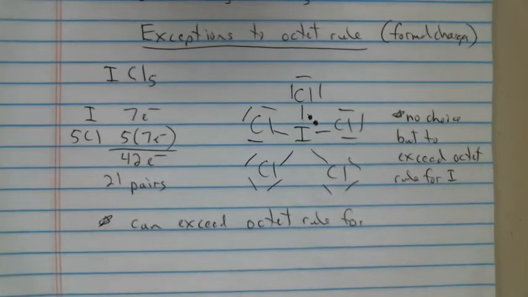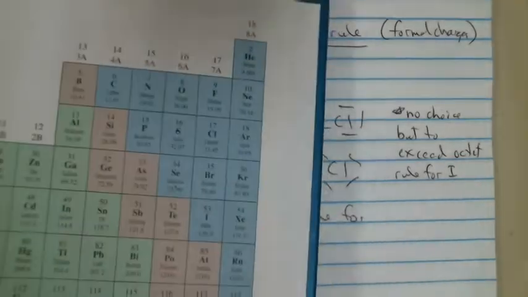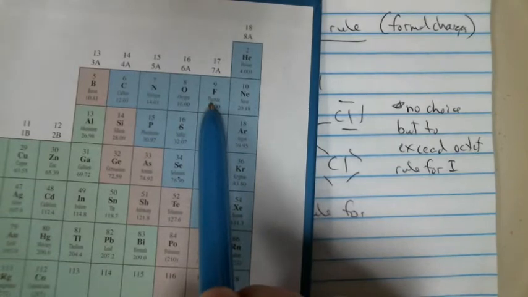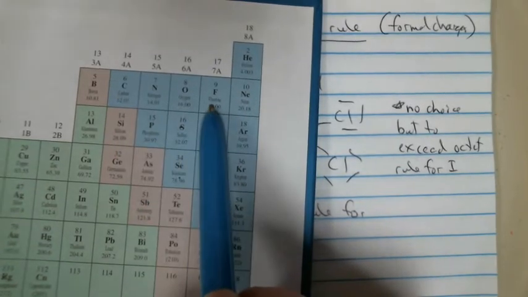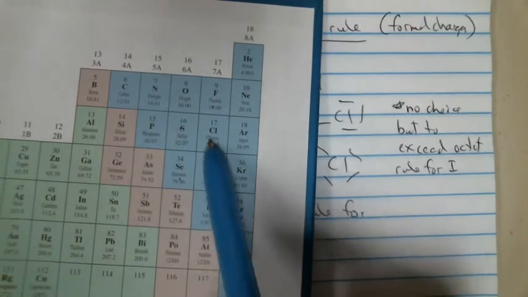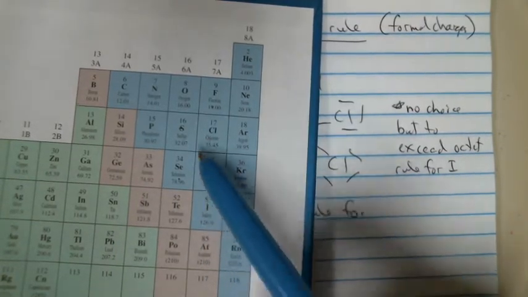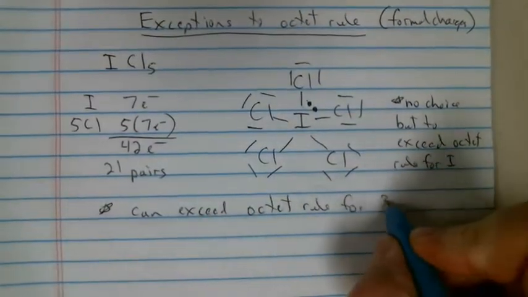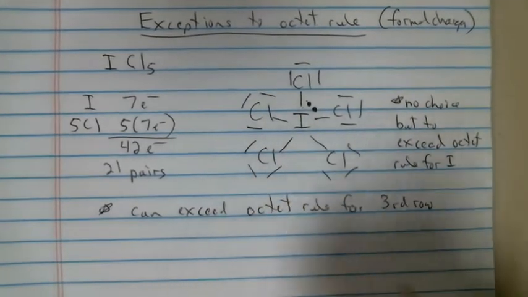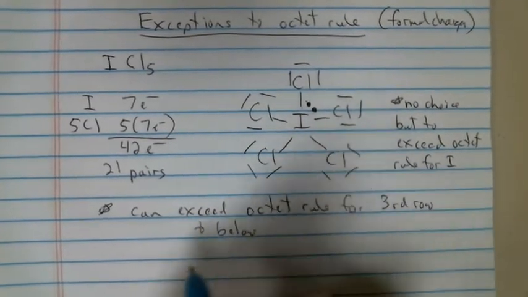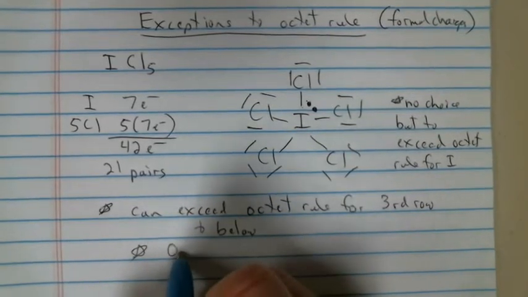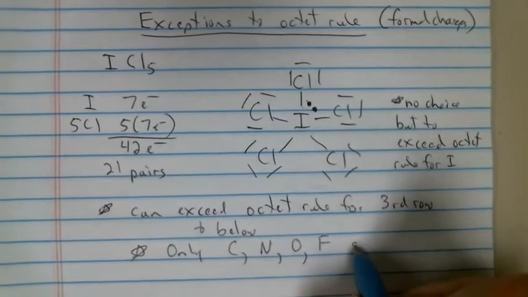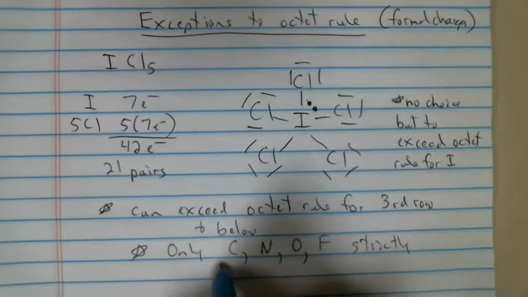where's my periodic table here so I can show you. So this first row, carbon, nitrogen, oxygen, fluorine, those are the only ones that absolutely have to follow the octet rule. So all of these ones can, if they have to, exceed the octet rule, everything below there. So third row and below. So maybe make another little note. Only carbon, nitrogen, oxygen, and fluorine strictly follow the octet rule.